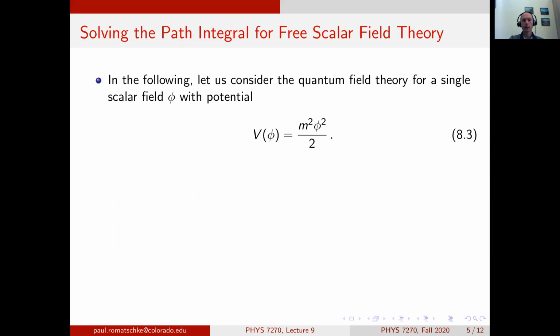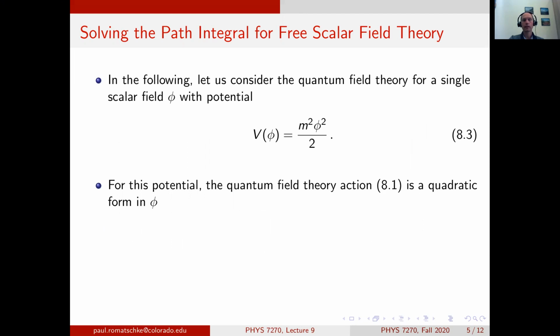So the theory that we want to consider has the particular property that the potential is quadratic in the scalar field phi. In quantum mechanics, we would call this a harmonic oscillator. In quantum field theory, we will call this a free scalar field. So note the difference in nomenclature. Because the potential is quadratic in the field, this will have important consequences. In particular, we will be able to solve that partition function exactly.